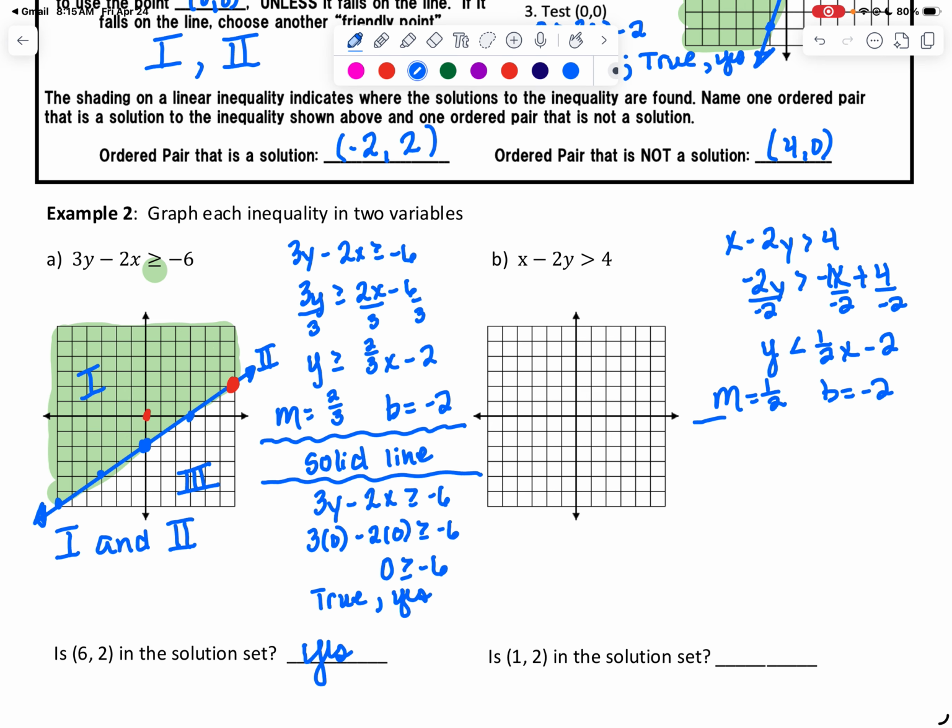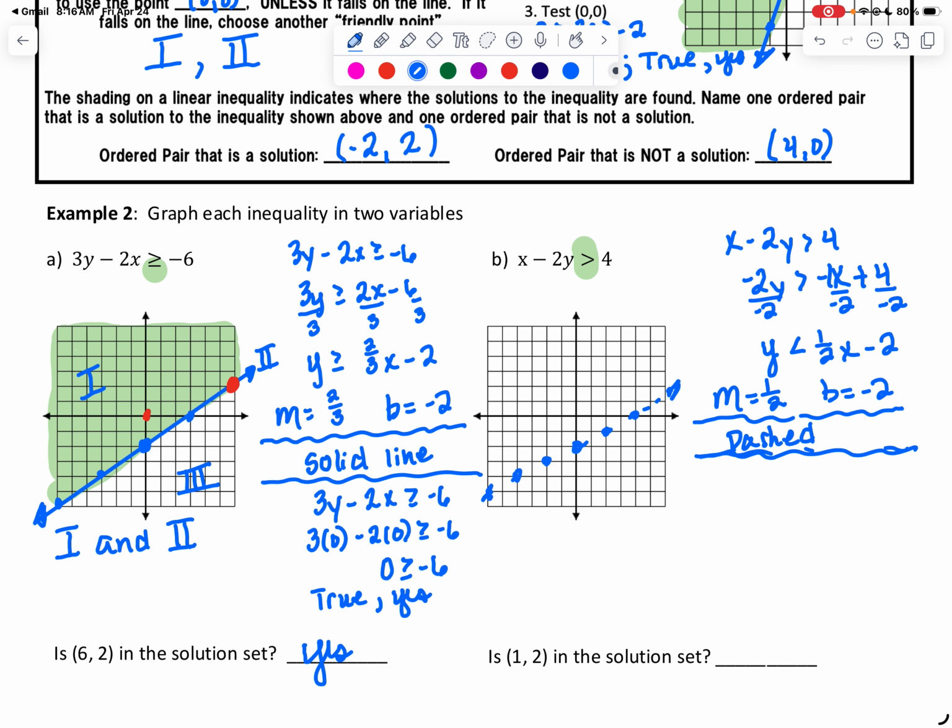Now, let's decide solid or dashed. So we look at our symbol. There's no line under that symbol, so this is a dashed line. And I'll show you what that means. All right, so we'll begin at negative 2. I'll use my slope to get additional points. Up 1 over 2, up 1 over 2. Go the opposite way. And we're going to connect these, this time, with a dashed line.